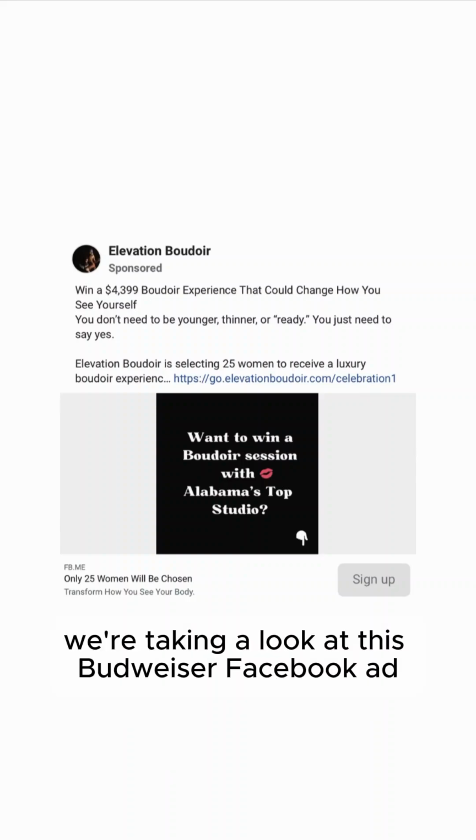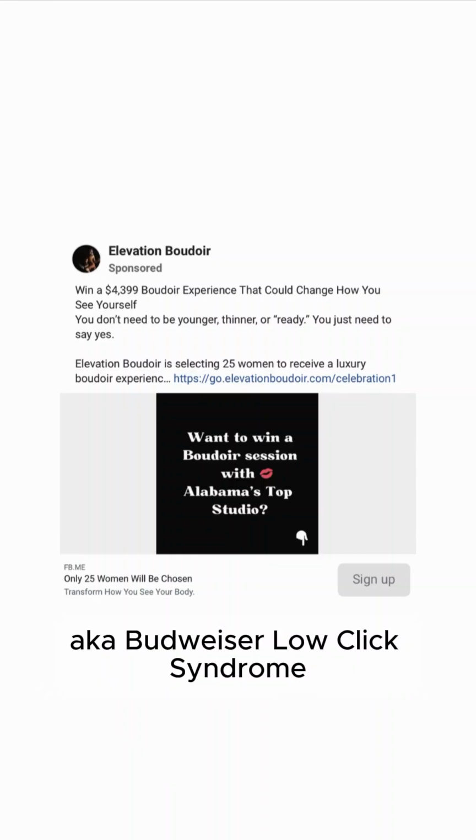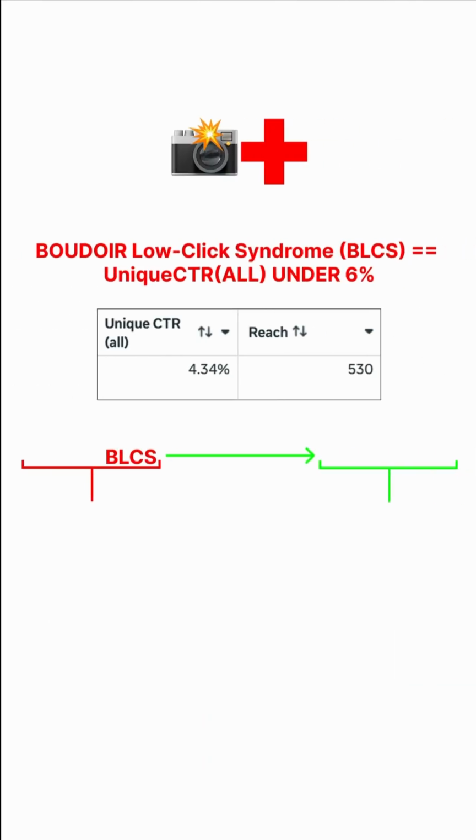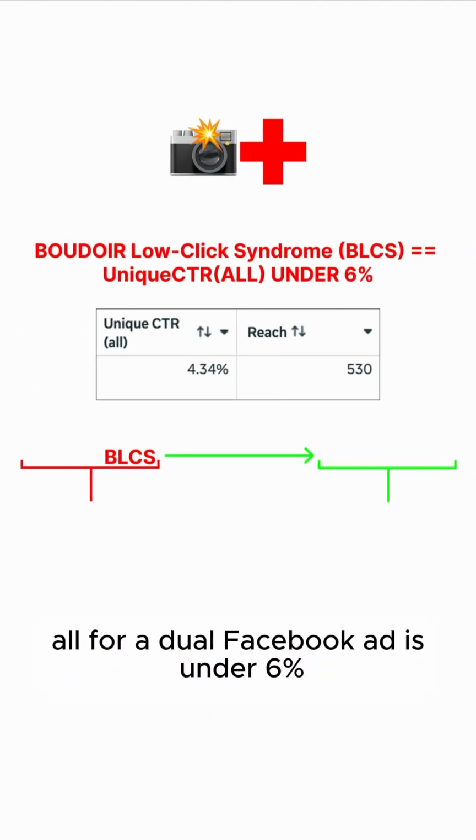All right, we're taking a look at this Boudoir Facebook ad. Going to diagnose it, see if we believe it has BLCS, aka Boudoir low click syndrome. So Boudoir low click syndrome is when the unique CTR all for a Boudoir Facebook ad is under 6%.